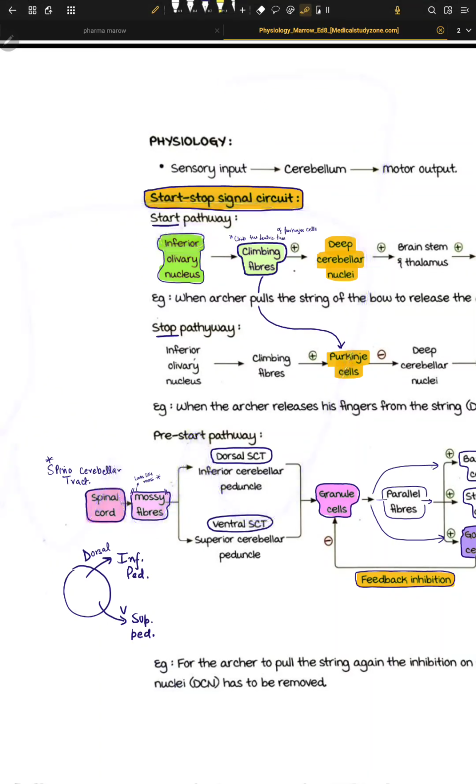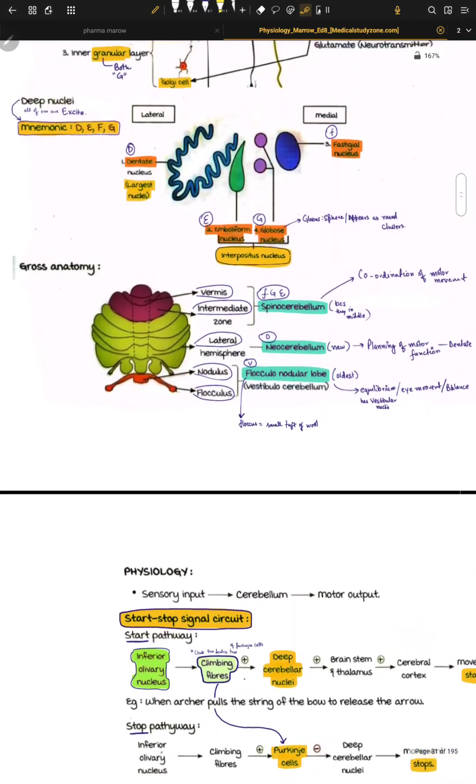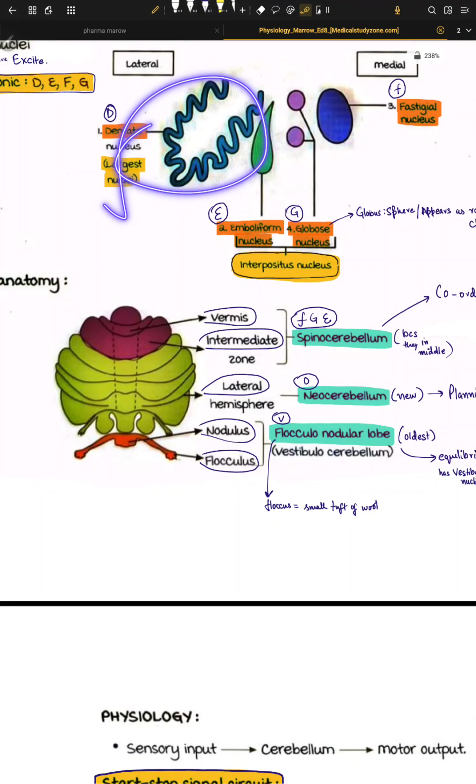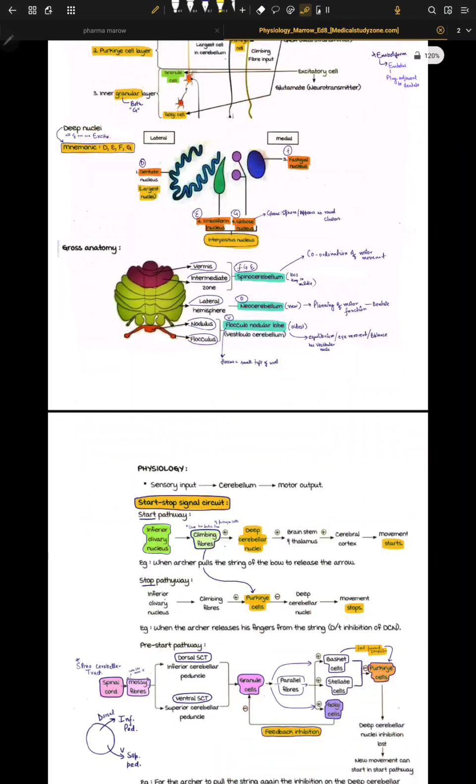So this is, for example, your medulla. These are two olives right here. They are inferior because they produce fibers that go ascending. So inferior olivary bodies produce something called climbing fibers. These ascending fibers climb the dendritic tree of Purkinje cells, right? We know Purkinje cells are inhibitory.